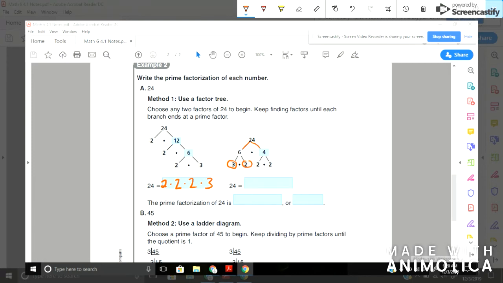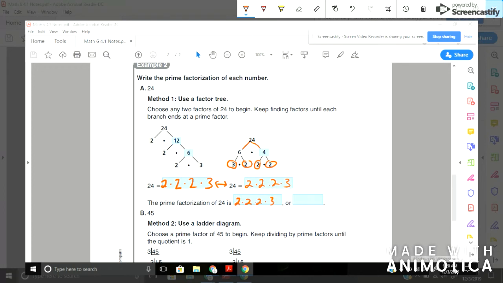And 4 can be broken down into 2 times 2, and those are both prime, so I'll circle them. So I come up with my prime numbers would be 2 times 2 times 2 times 3. And you'll notice it's the same exact thing as I got over here. It doesn't matter how you factor out your original numbers, you'll get the same exact answer. Okay, so the prime factorization for 24 is 2 times 2 times 2 times 3.